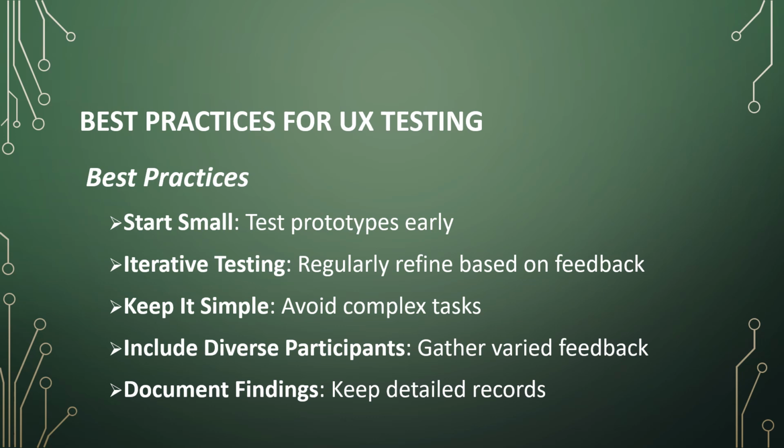Include diverse participants. Ensure you test with users from varied backgrounds and experiences to gather a wide range of feedback. Document findings. Thoroughly maintain clear records of feedback and test outcomes to inform future design decisions and iterations. Act on feedback. Promptly implement changes based on findings as soon as possible to keep your development process moving forward.